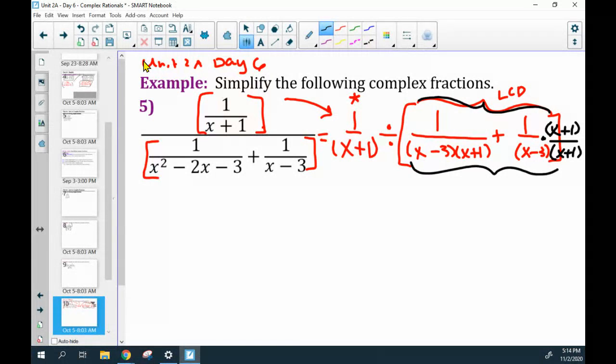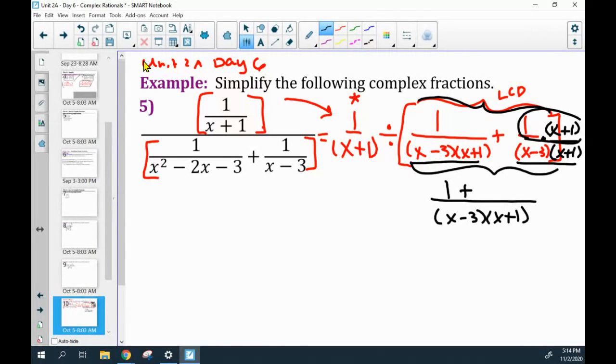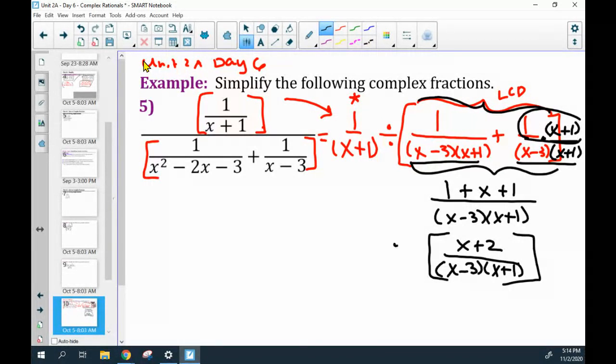So what I've got now, when I combine these two, I've got one LCD of x minus 3 times x plus 1. That's because both of these are now the same. I've got 1 from the first, and then that plus sign. And then I could do the distributive property, but it's just by 1, so it doesn't really change the value. So now my numerator is really x plus 2 divided by that LCD that I found. Now that is my second fraction there that's behind the division.